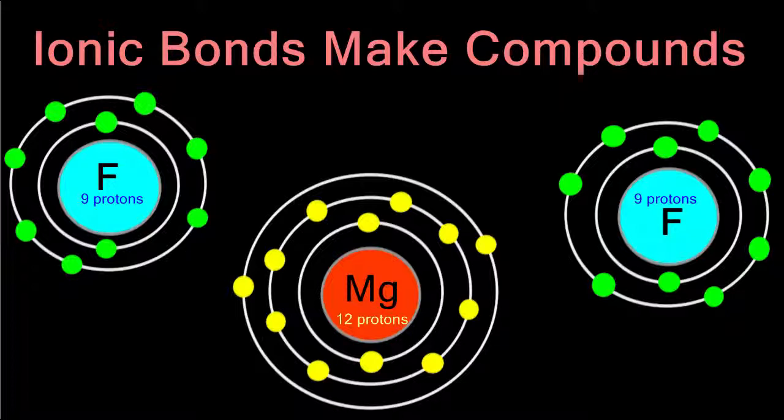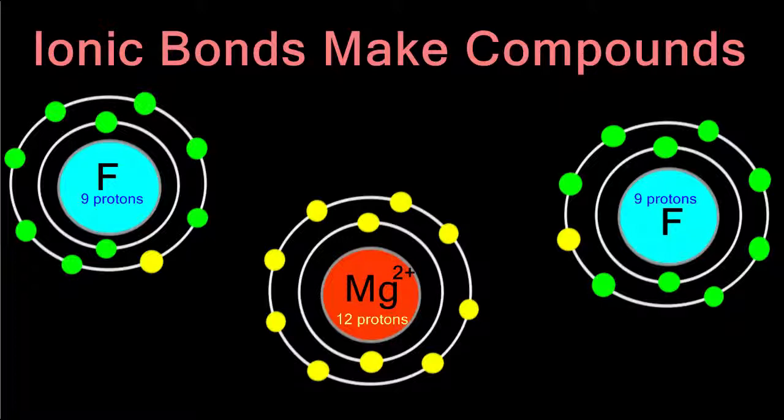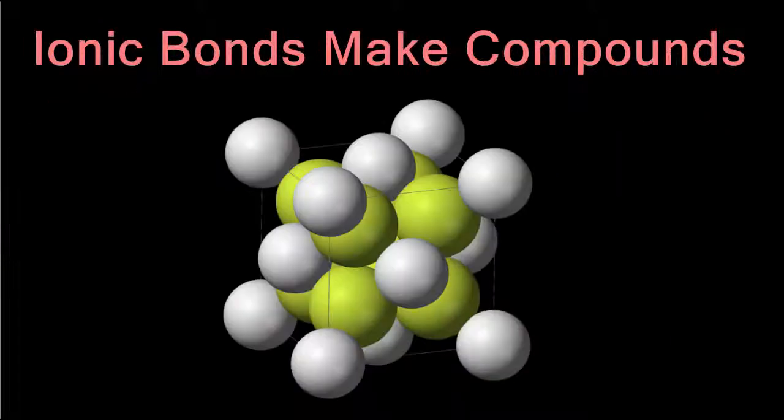In order to accomplish this, magnesium will transfer one electron to each of the nearby fluorine atoms, giving magnesium a +2 charge, since it lost 2 negatively charged electrons, and each fluorine atom a negative charge, since they each gained a negatively charged electron. These oppositely charged ions will now attract each other in a crystal called magnesium fluoride.